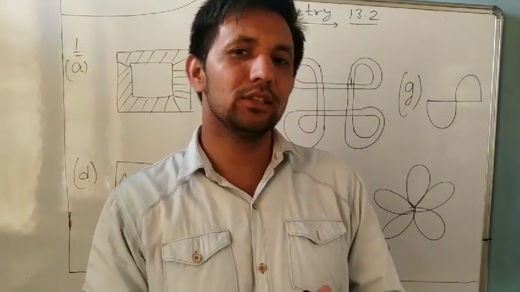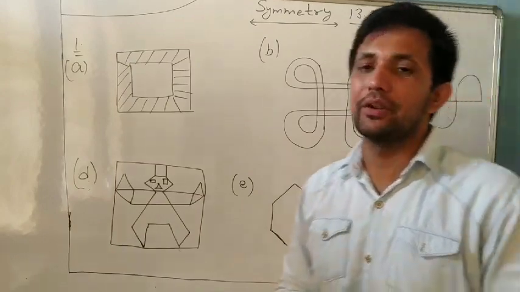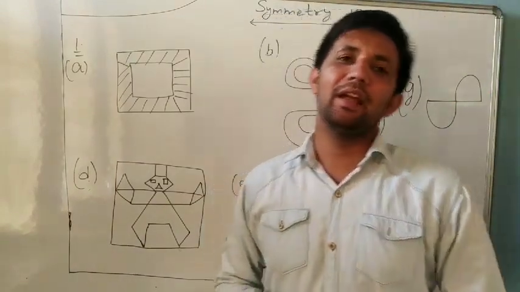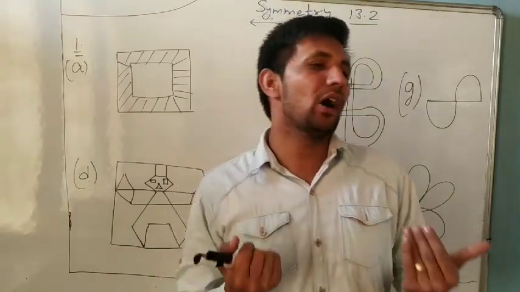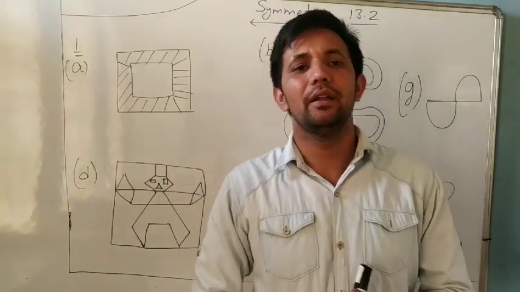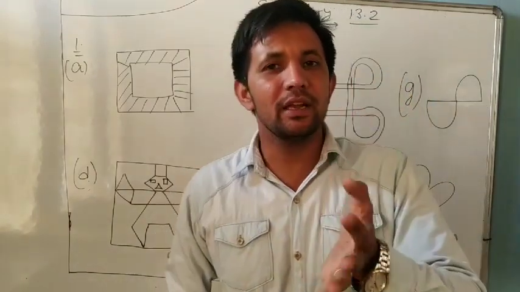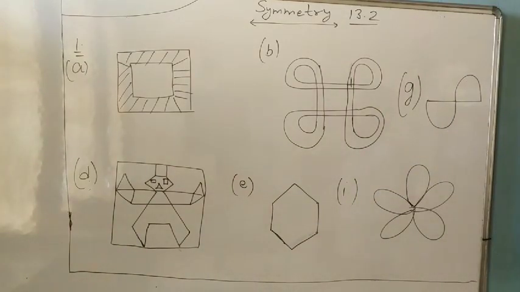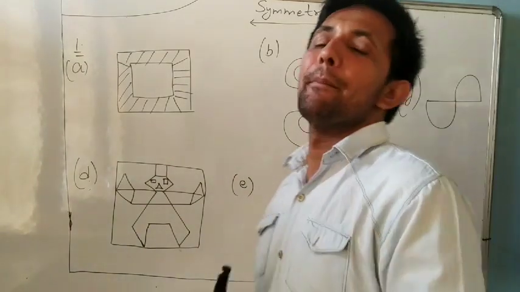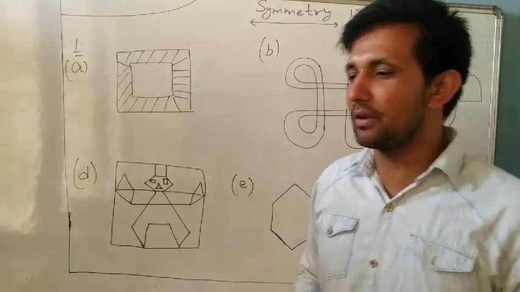In last class, we learned what is line of symmetry. We observed that in every figure there is one line of symmetry, but now we will find in the questions maybe line of symmetry more than one, maybe one line of symmetry or two lines of symmetry or multiple lines of symmetry. Line of symmetry, everyone knows.